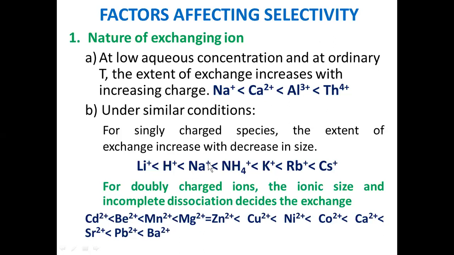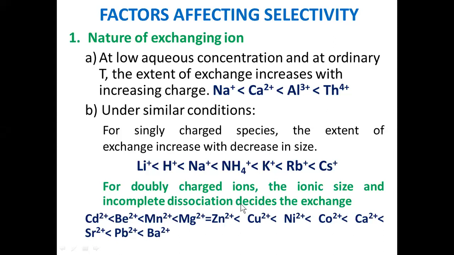So for singly charged species, under similar conditions, meaning very low concentration and ordinary temperature, the exchangeability of the resin will increase with the decrease in size. Here this has lesser size, and this has larger size than cesium; potassium is larger than rubidium, ammonium is larger than potassium. Therefore, the exchangeability can be written in this particular order.